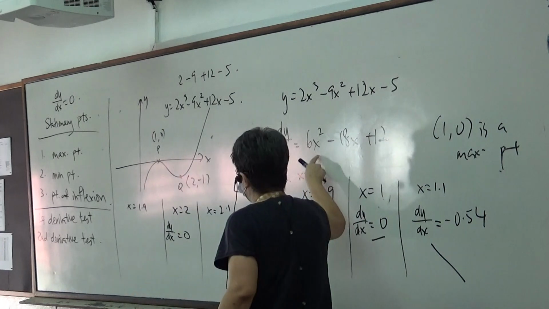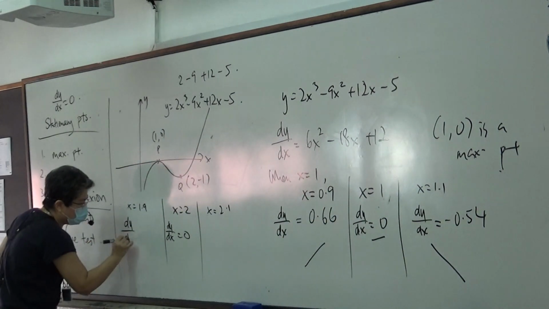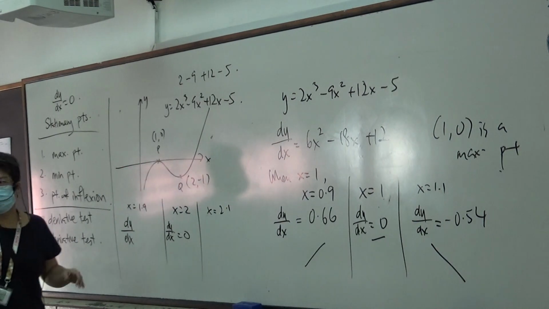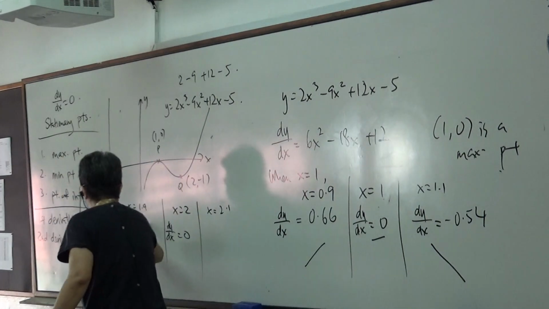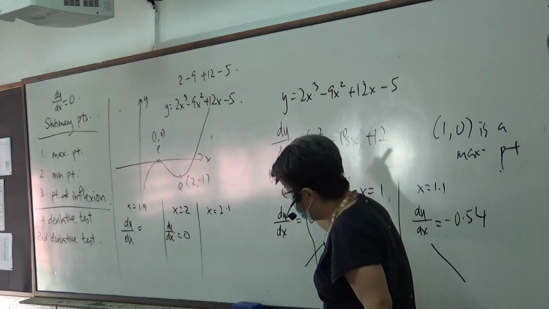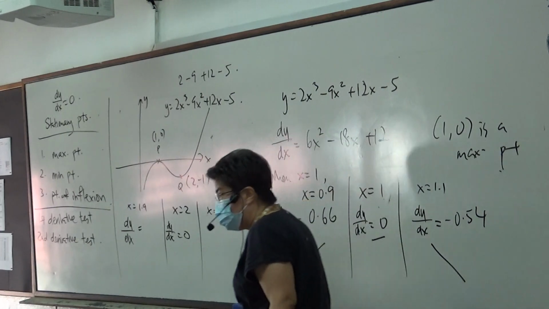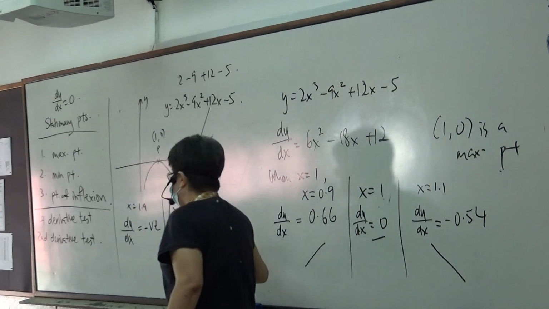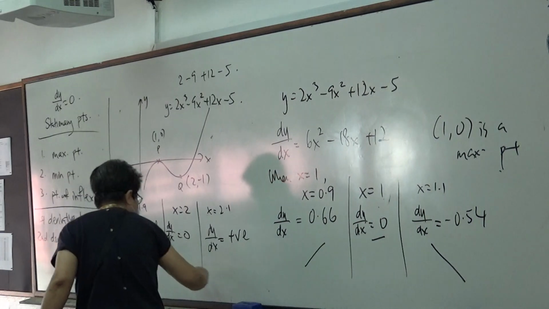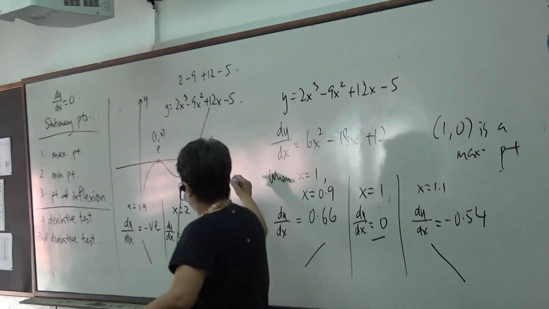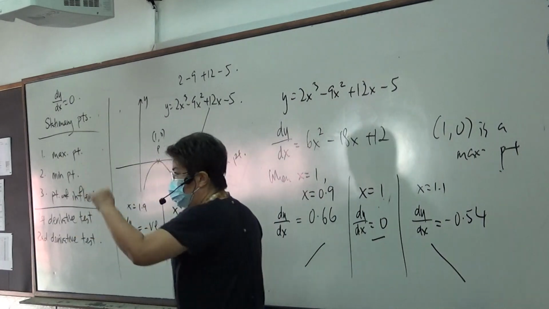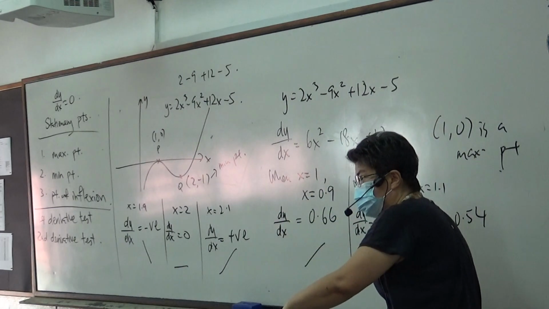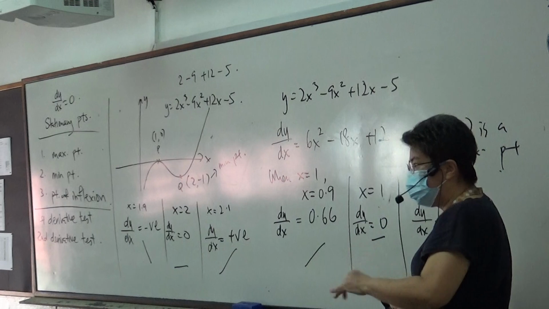I want to know this dy dx is what? Okay, you just need to tell me positive or negative can already. No need to give me the exact answer. Equals to what? Positive or negative? Plug in 1.9. Do you agree this is negative? How about this? It's positive, right? Negative means like that, right? Agree now? So, this guy is a minimum point. Everybody clear? This is called the first derivative test. Understand? First derivative test. Okay.